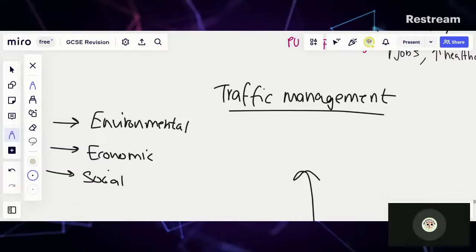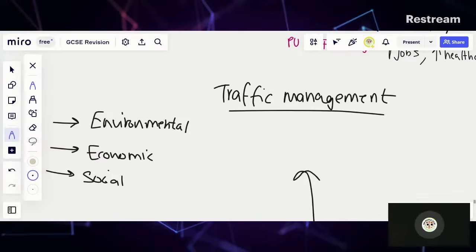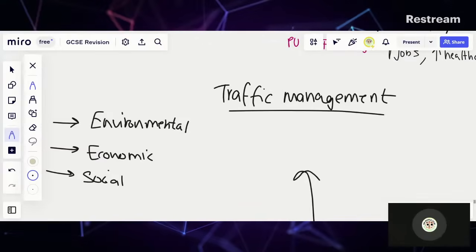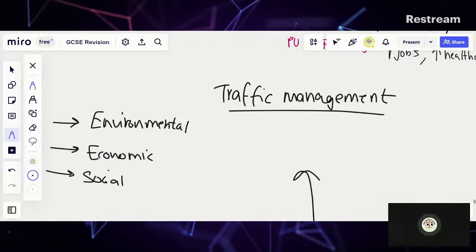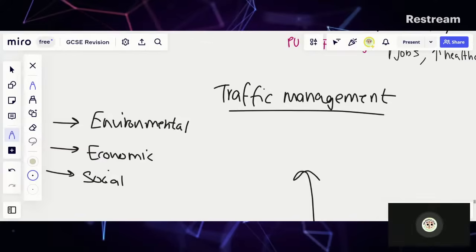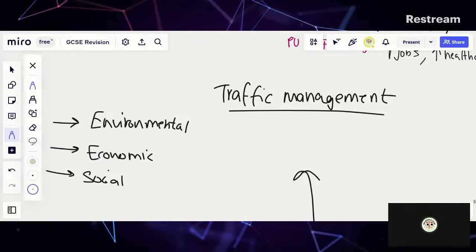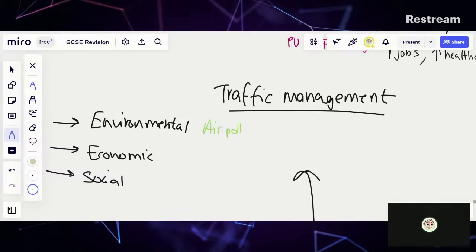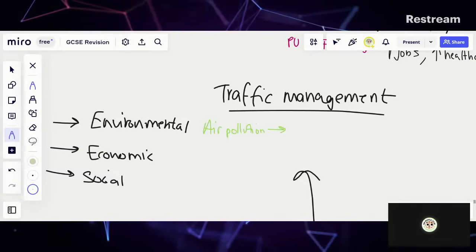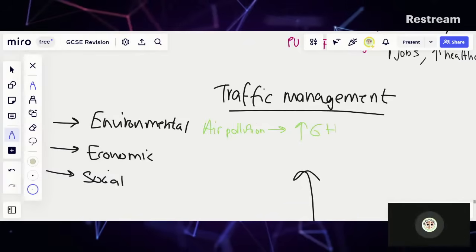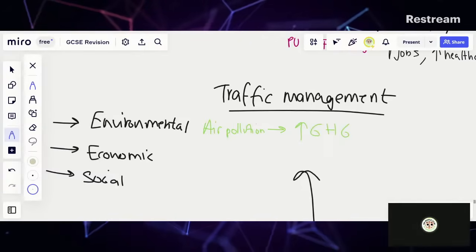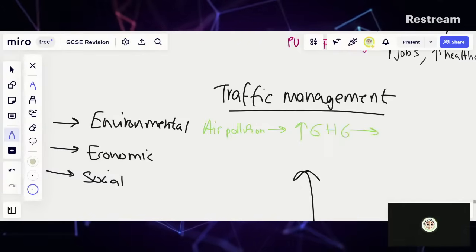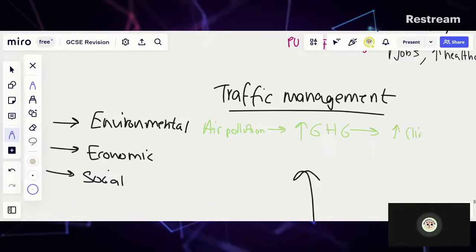In terms of environmental, issues that traffic causes is things like air pollution, which then leads to the release of loads of greenhouse gases that can cause climate change. So, you've got air pollution, which leads to an increase in greenhouse gases, which then leads to an increase in the rate of climate change.